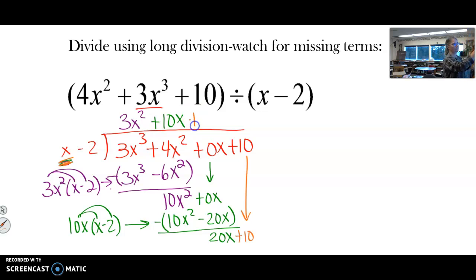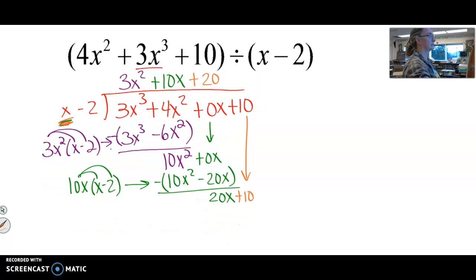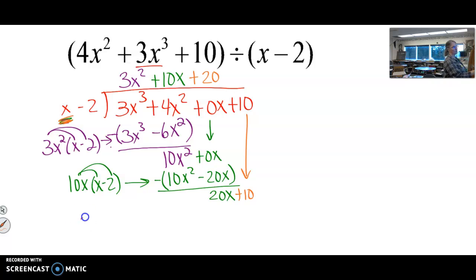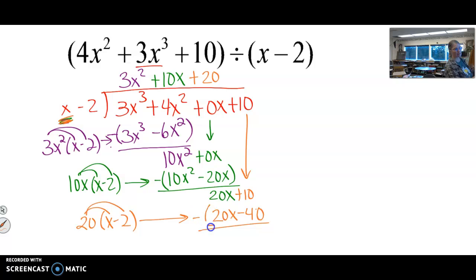So plus 20 up here. Multiply 20 times the x minus 2, and you'll get 20x minus 40. And subtract. So 10 minus a negative 40, you add it, it ends up being positive 50. 20x minus 20x is gone. This x doesn't go into that, so this is my remainder.